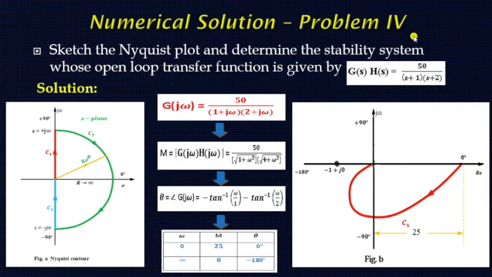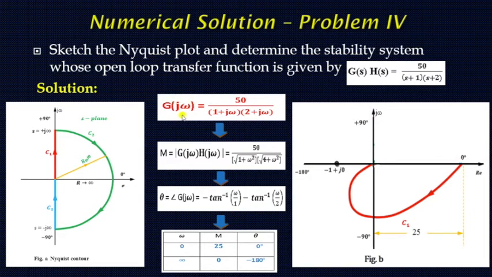Numerical solution problem 4. Sketch the Nyquist plot and determine the stability of the system whose open loop transfer function is given by GSHS equal to 50 by S plus 1 into S plus 2. Draw the Nyquist contour in the S plane. And first consider the C1 section for drawing the polar plot.